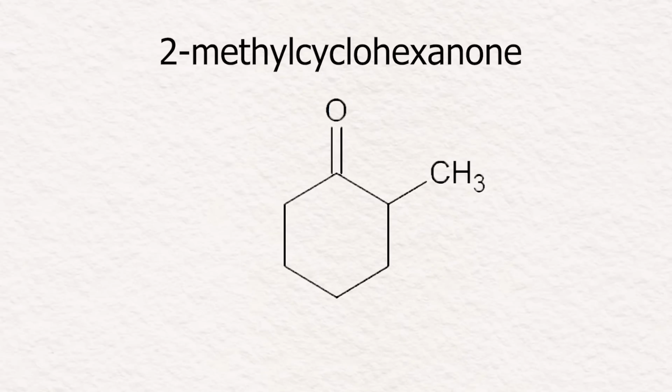Today I want to make something called 2-methyl cyclohexanone, which is a reagent that I need for an upcoming video. I could have bought it directly for cheaper and less effort, but I thought it would be fun to do the synthesis myself and show you guys how it's done. To do this, I need several reagents.